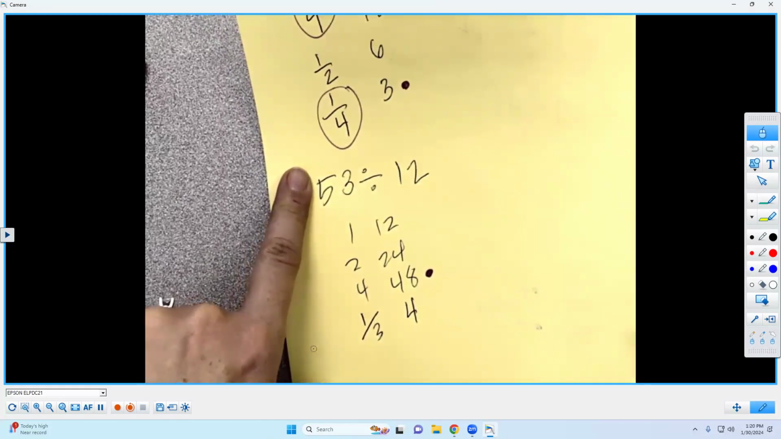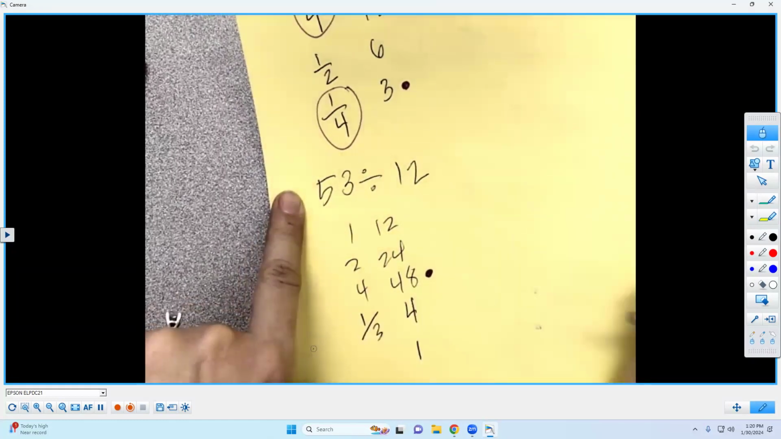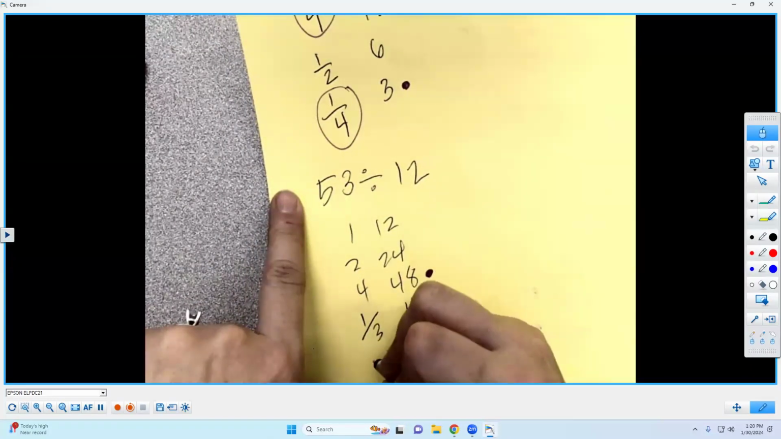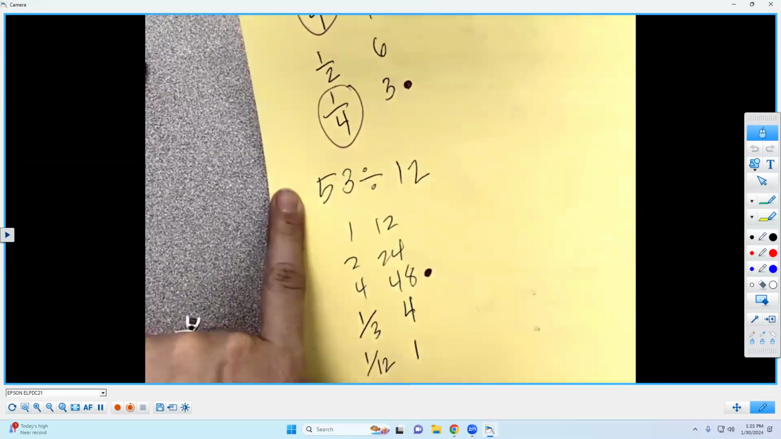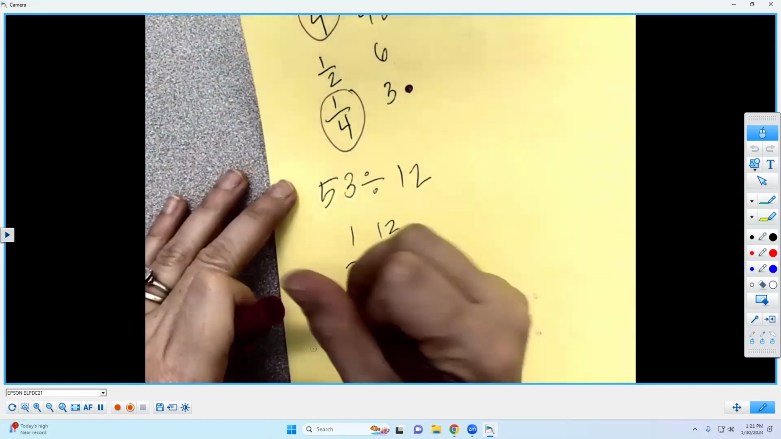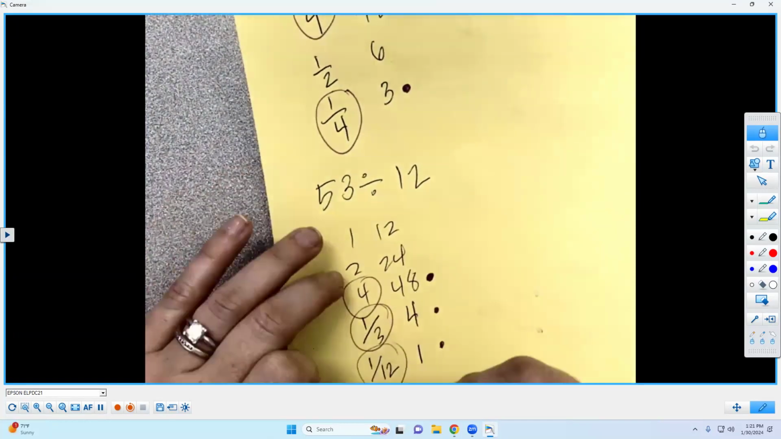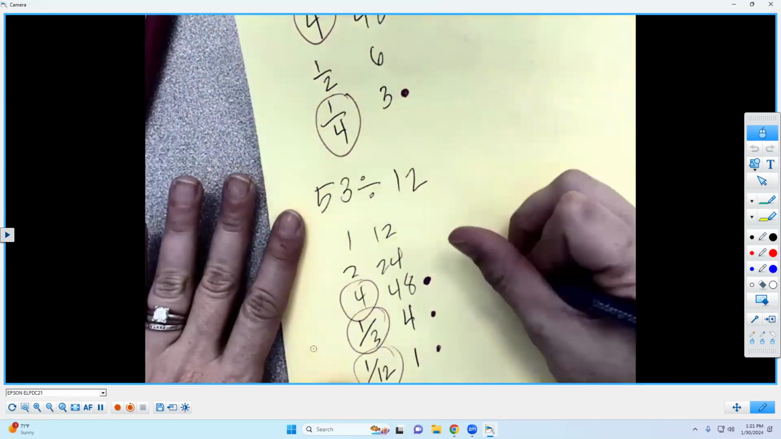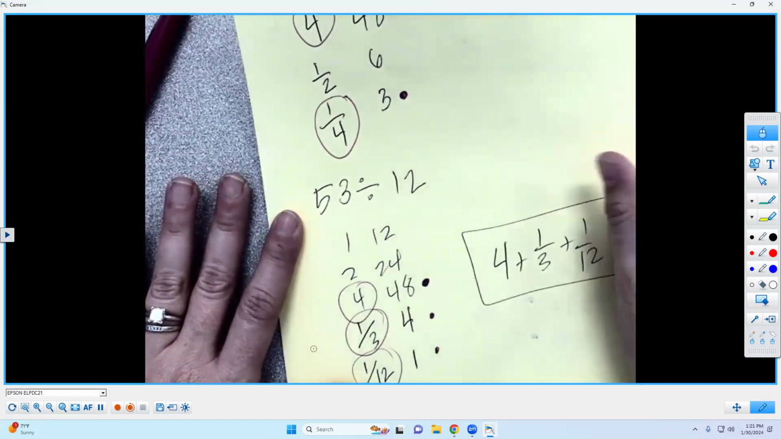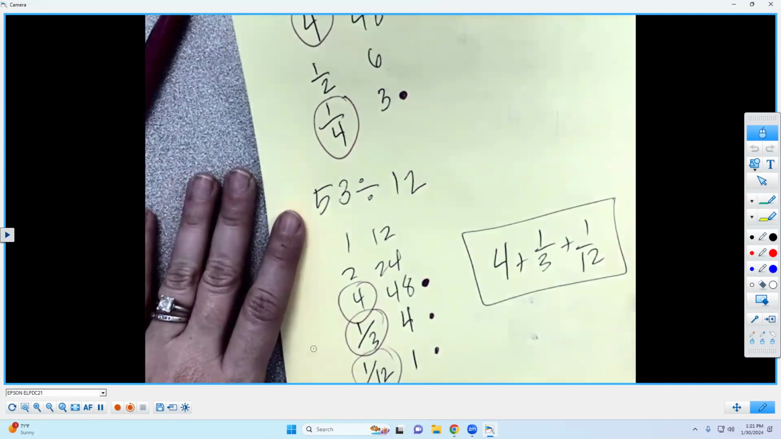Now, how much more do I need? 1, which would be what fraction of 12? 1/12. So in this case, 53 would be 48 plus 4 plus 1, which would be 4 plus 1/3 plus 1/12. And again, this seems dumb to us, but this is how they wrote their fractions, 1/3 plus 1/12. Questions about that?